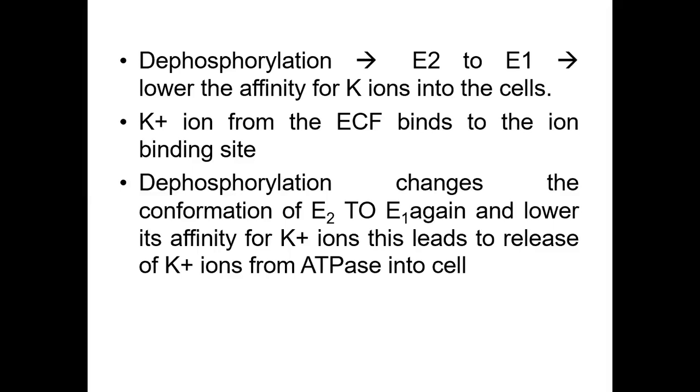There 2 potassium ions will bind, and then dephosphorylation will take place, and again it will change from E2 form to E1 form. And once it gets back to E1 form, there again it has very low affinity for potassium, right? So it will make sure that it gets rid of those potassium ions. As soon as the potassium ions are on the inside, they will be transported towards the inside of the cell.